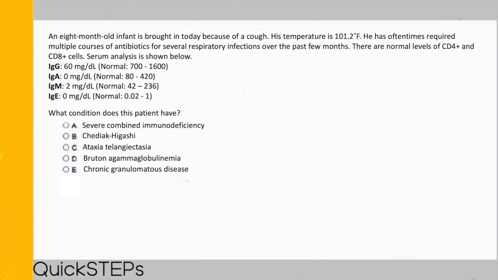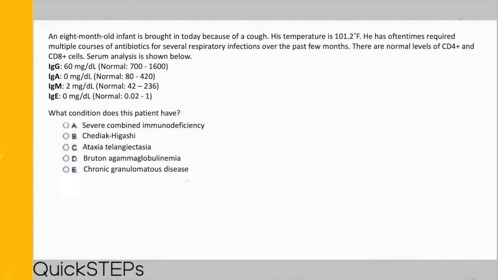So severe combined immunodeficiency. The way I remember this one is that combined literally just means T cells and B cells affected. But the question states normal CD4 and CD8 cells. So that can't be the right answer.